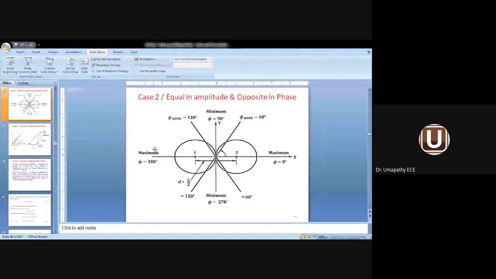So any difficulty? If there is no difficulty, I can move to the third topic, pattern multiplication. You can put it in the chat box. Any difficulty regarding broadside array and the end-fire array? Any clarification, doubts? Sai Ganesh. Any difficulty in broadside array and end-fire array? Anybody else? Any other student from the group?